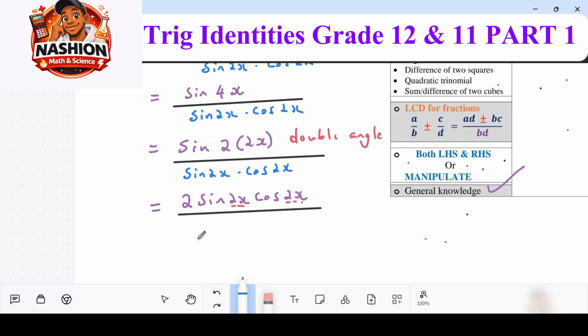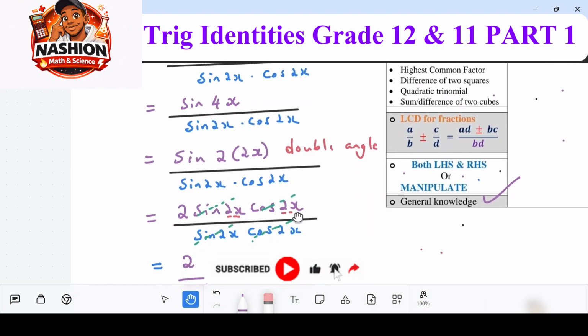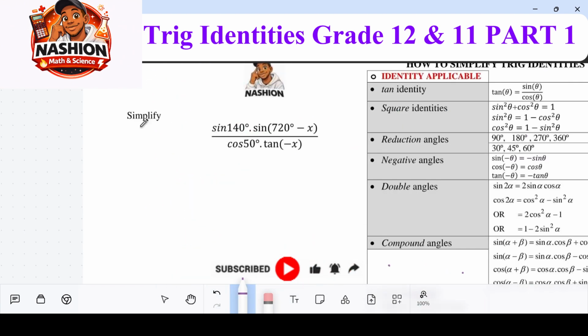Now you will notice that that looks exactly like the denominator. So we are repeating the denominator the way it is again. Sine 2x will cancel out sine 2x. Cos 2x will cancel out cos 2x. And what's the final answer? Just 2. And checkmate. Next customer, please.